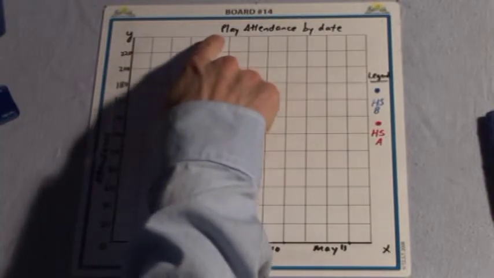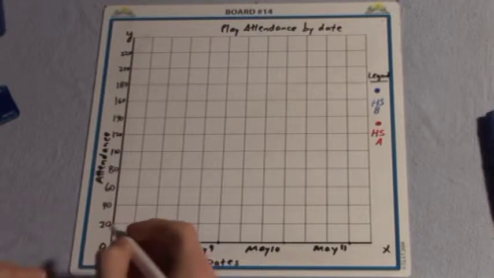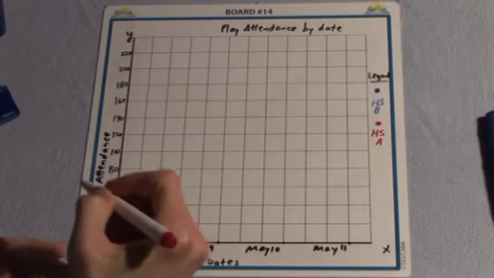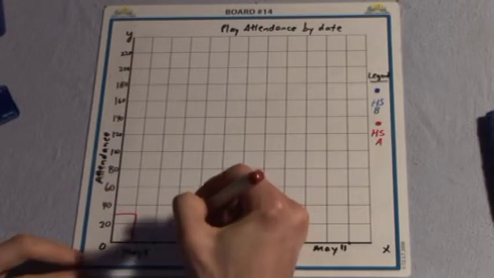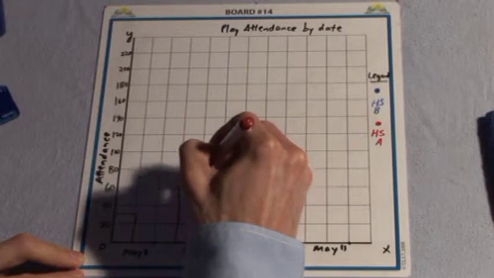Along the top we also have a title that says play attendance by date, so we have all the components to start our double bar graph. So if we look at high school A on May 8th, their attendance was 30. So in red, because high school A is red, we'll go ahead and graph the 30. And then we'll move over to May 9th and we'll graph 90 for school A.